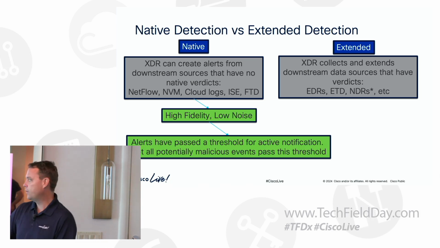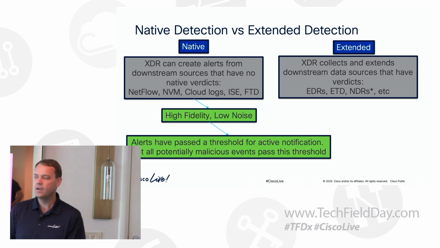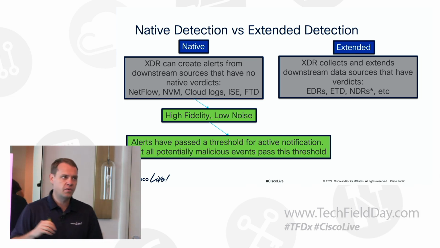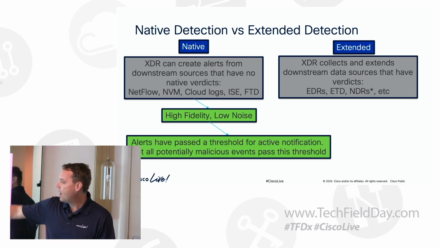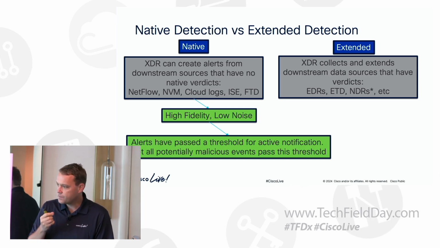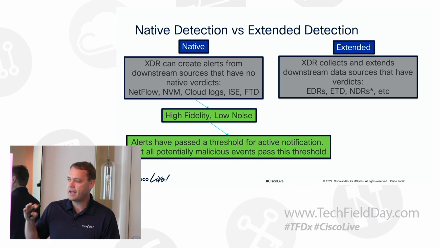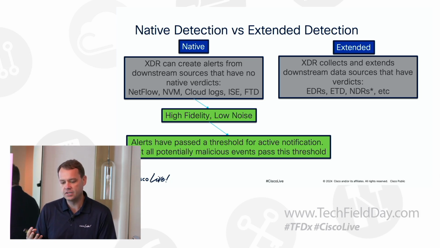So this is where we go from, that is a native detection, creating it from the data sets that we have. The native detections tend to fall through that probability model. We tune that probability model towards a high fidelity, low noise scenario. High fidelity, low noise, fidelity and noise are of course subjective. When we create a system that is that observation to alert model with high fidelity, low noise, it is important to note what that means, which is that alerts have passed the threshold for active notification.